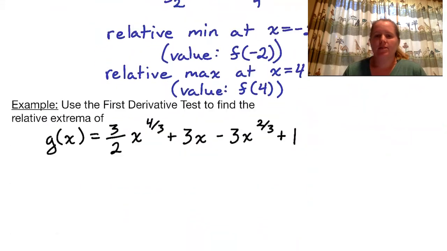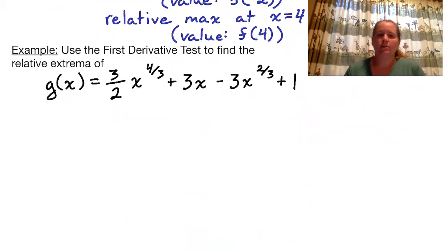All right, let's go ahead and do one more problem. So we are going to use the first derivative test to find the relative extrema of g of x equals 3/2 x to the 4/3 plus 3x minus 3x to the 2/3 plus 1. So just a note here that this function is continuous. We are taking cube roots, which we can do no matter what, and also since the numerator is an even power, it's going to be positive anyways.